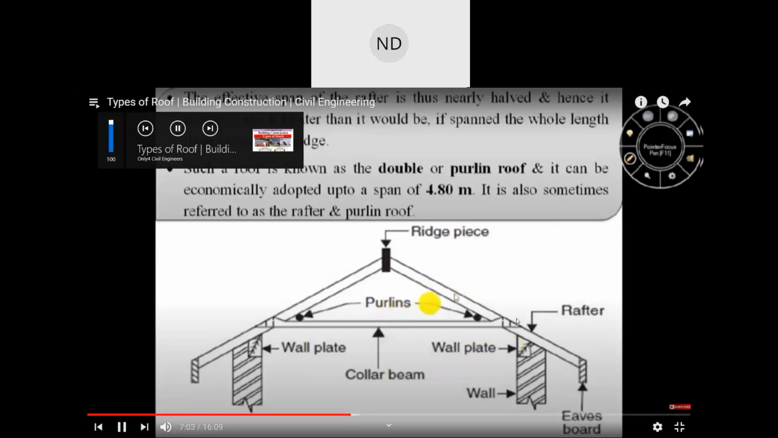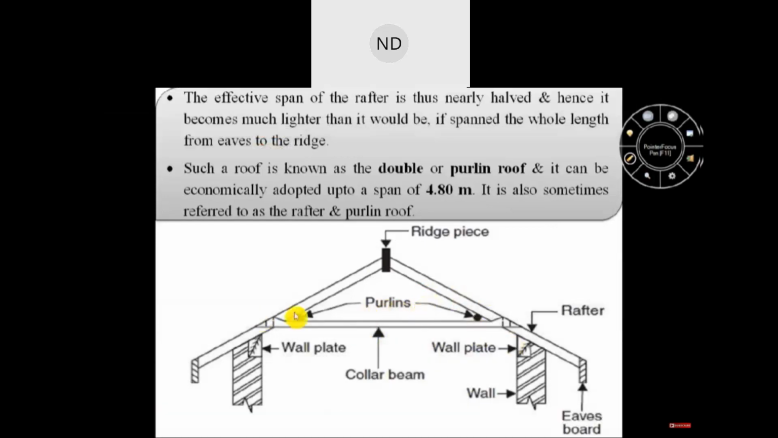This image shows the double or purlin roof because here purlins are provided.